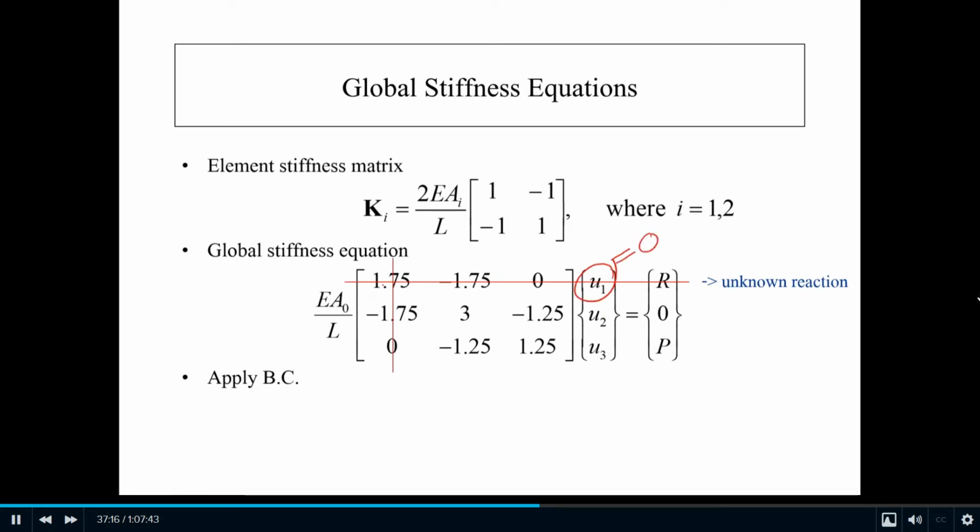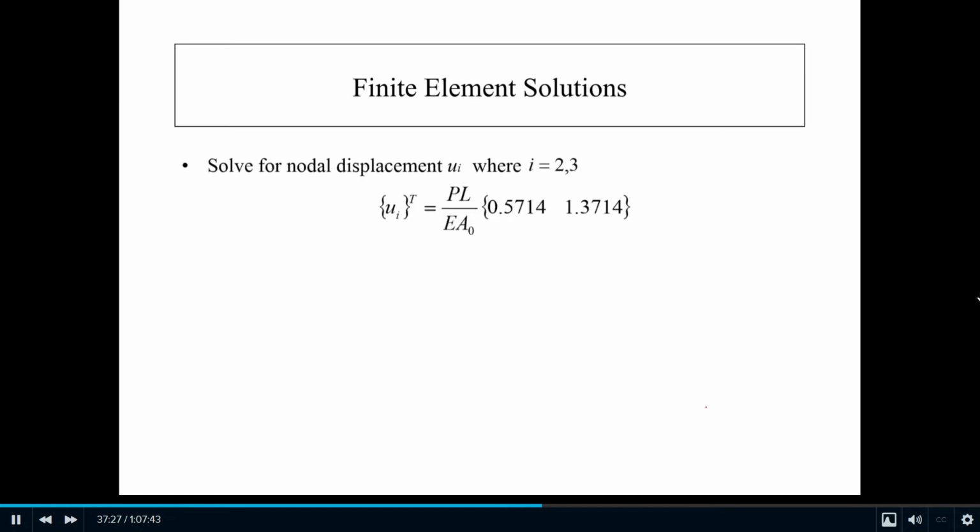You want U1 equal to 0, right? So you cross out the first row and first column, get the final global equation, and then you solve for this one. You get U1, U2. Oh, sorry, U2 and U3.